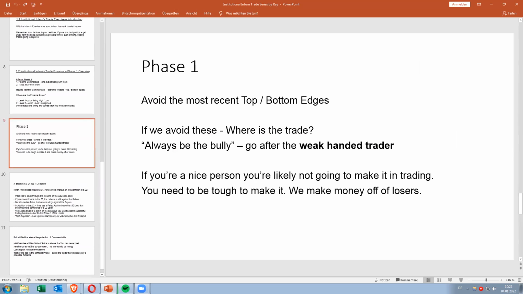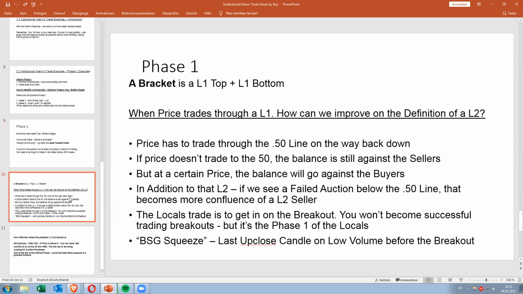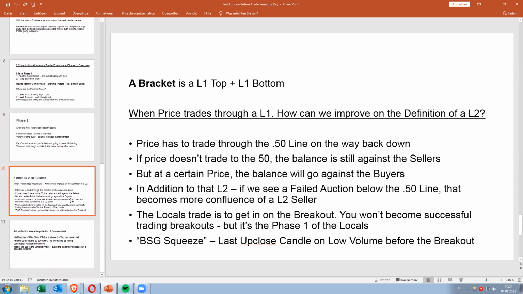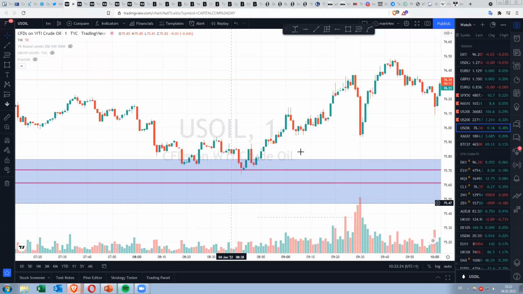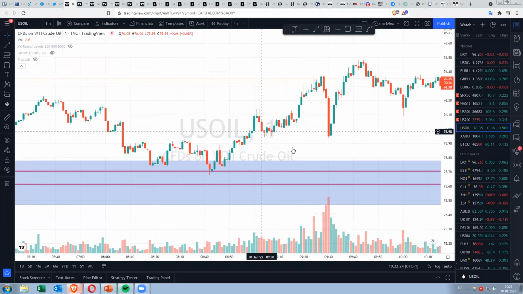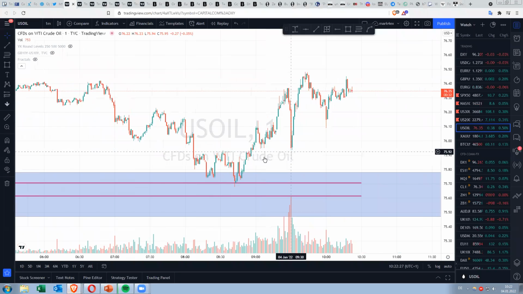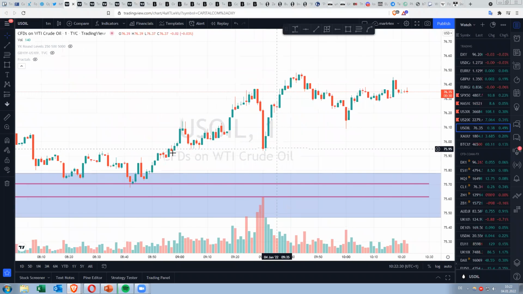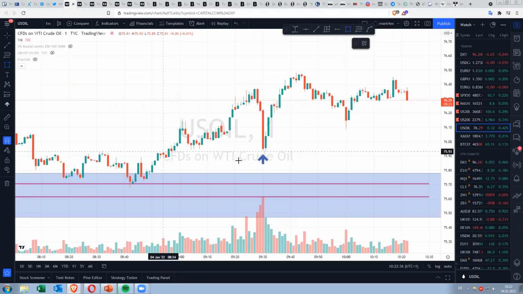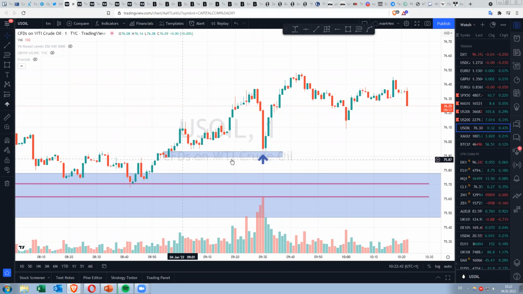So yeah, avoid the most recent top and bottom edges, except if it's a measured move, because a measured move will always give you, how can I say, the confidence that algo buyers are stepping into the market. So if you're at a measured move, look at this down move. How easy was it to buy this down move? It wasn't too hard, because it came into a series of down candles. Yes, I know it didn't hit it perfectly, but it doesn't have to.